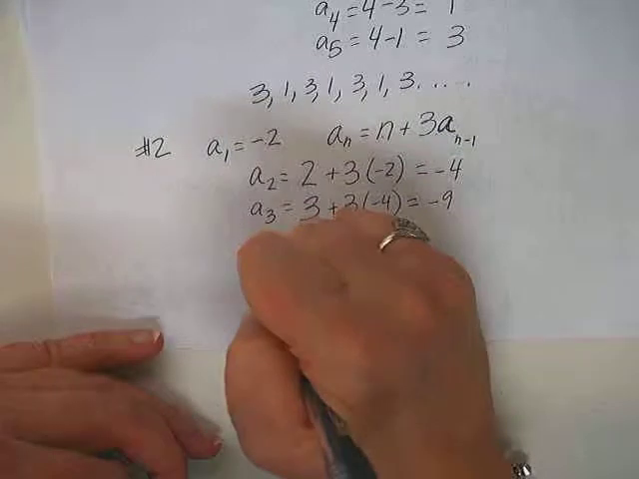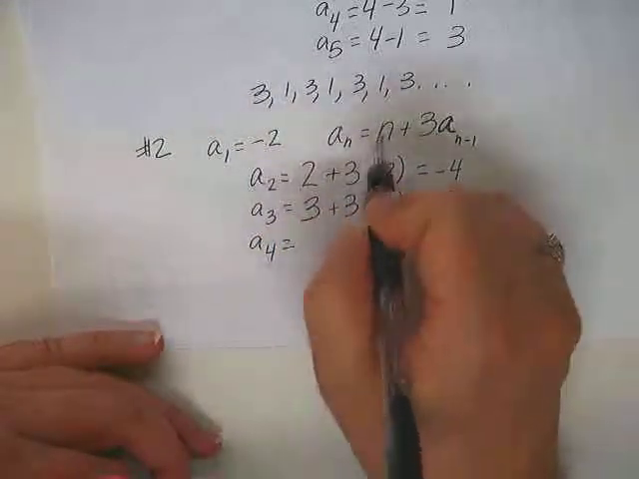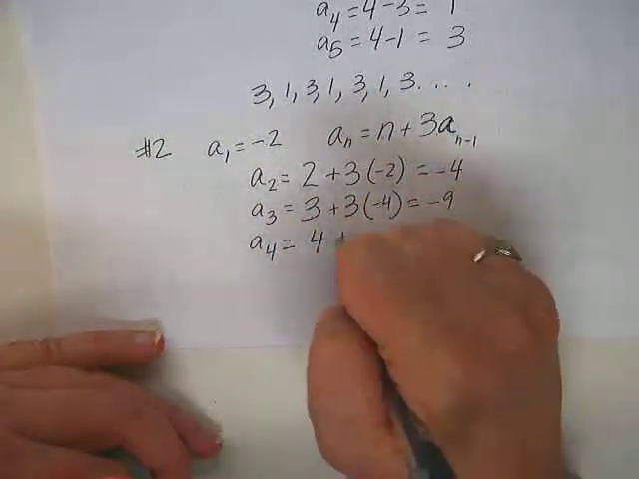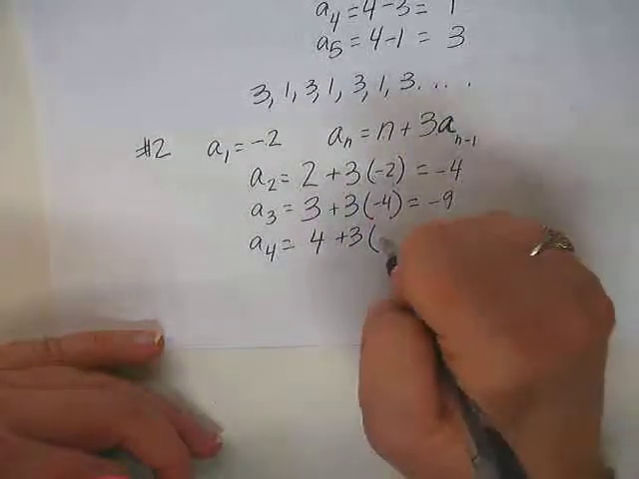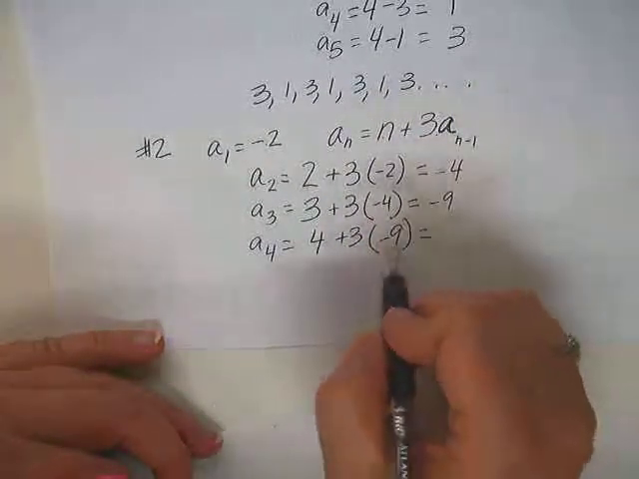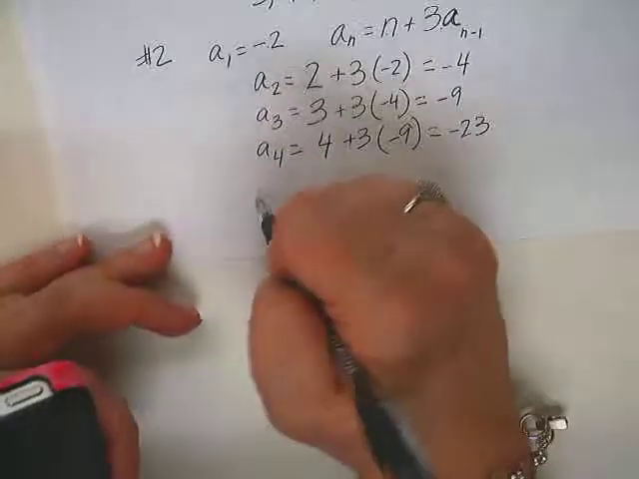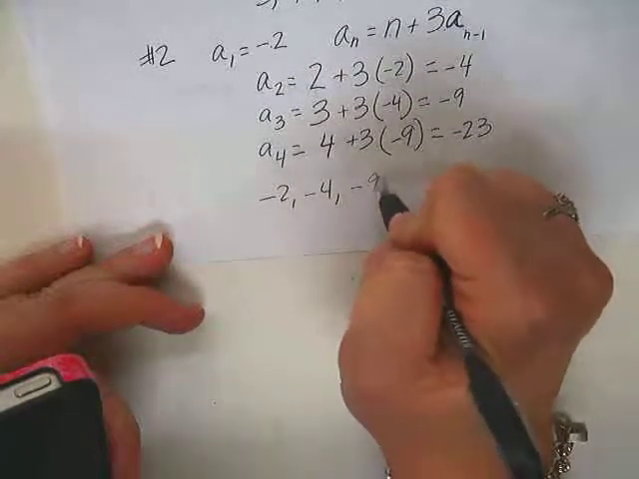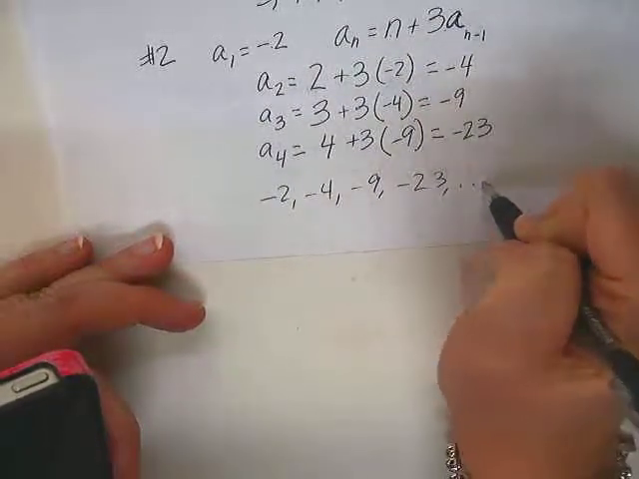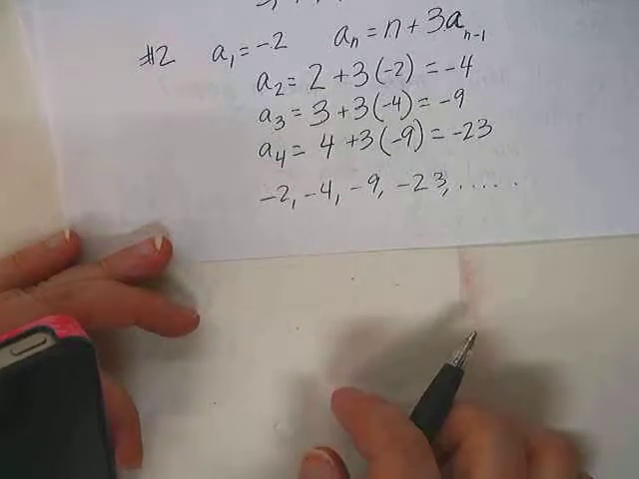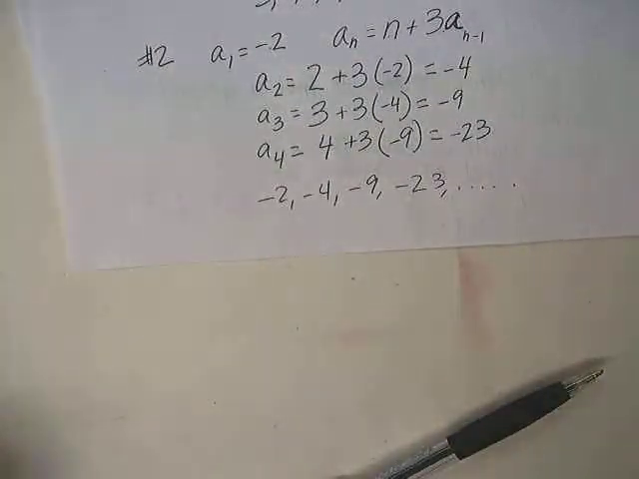Okay, so to find a sub 2, we're plugging in the number 2 plus 3 times the previous number. So we work that out and we get 2 minus 6, so negative 4. So a sub 3 is the third number, so our formula says we use a 3 because it's the third number, plus 3 times the previous number. So 3 minus 12, negative 9. So a sub 4 is the fourth number, so we plug in a 4 for the n, plus 3 times the previous number, which is a negative 9. So that's a negative 27 plus 4, so negative 23. So you can see our sequence building: negative 2, negative 4, negative 9, negative 23, and it will keep going on using this pattern.